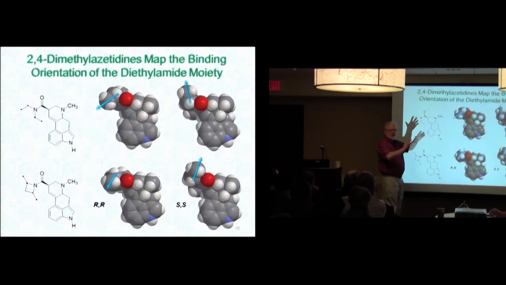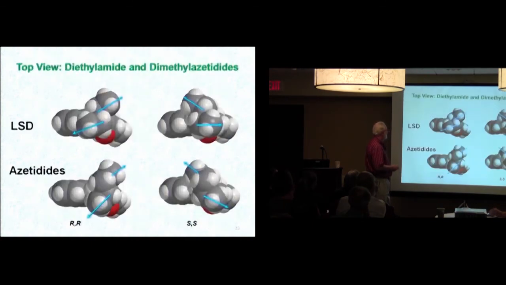So LSD, the ethyl groups can move, but in the dimethyl azetidines, they can't move. They're locked. So we have two mimics of two different conformations of those extremes of LSD. Here's the top view. So LSD, we have one where the front ethyl is projected over here, the back ethyl is over here. And just flip these around, front ethyl is over here, the back ethyl is over here.